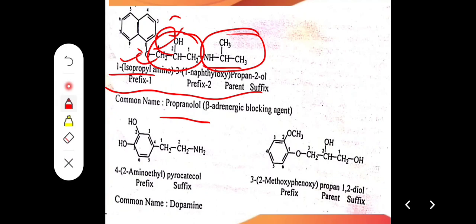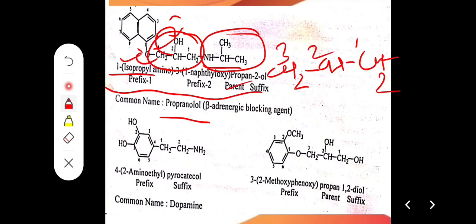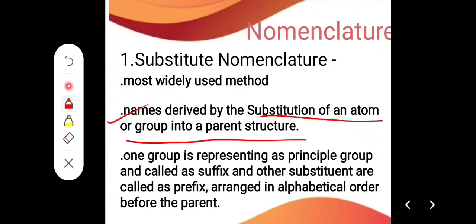If we consider this propane group, propyl group, there is a side chain. That is 1, that is 2, that is 3. The OH is present at 2. So that's why we termed it propan-2-ol. So that's why one group is the principal group and is called the suffix. The other substituents are called prefixes, arranged in alphabetical order before the parent.